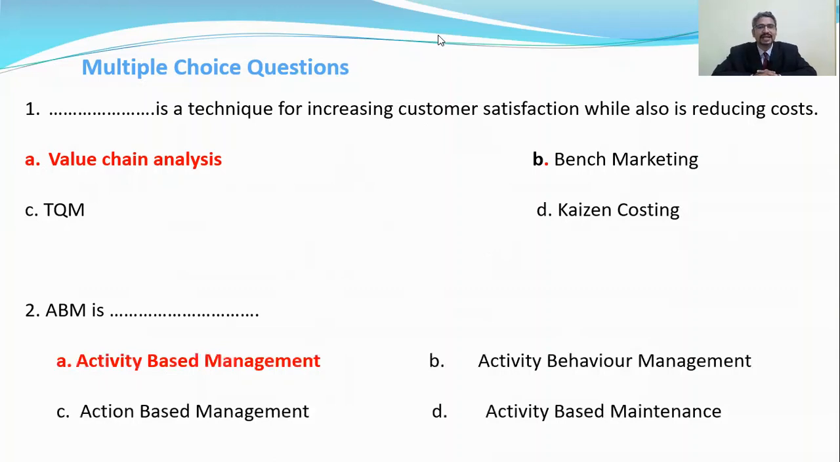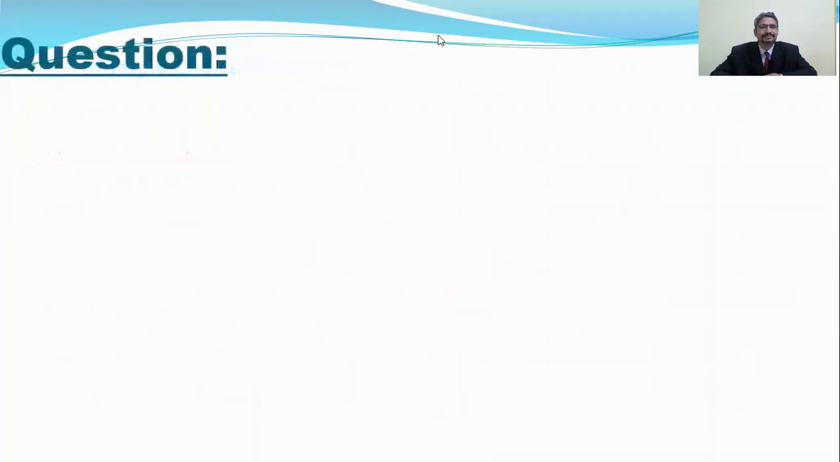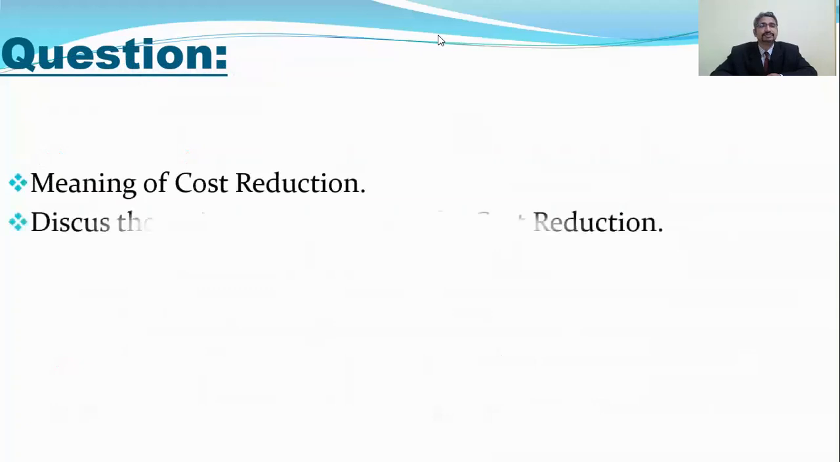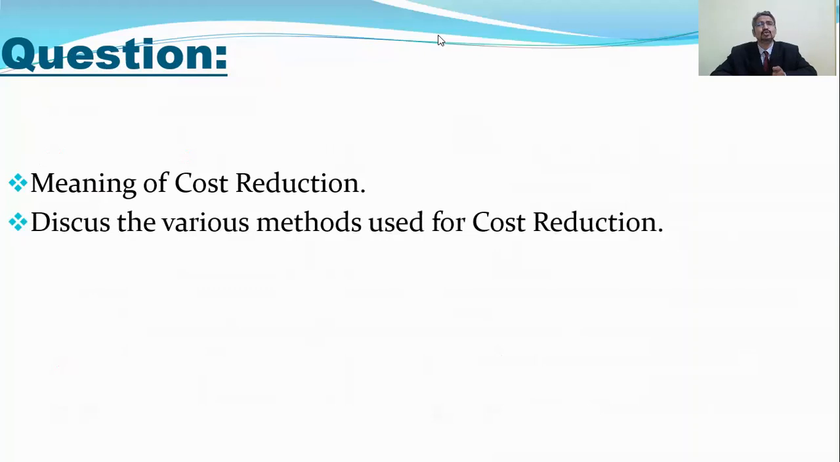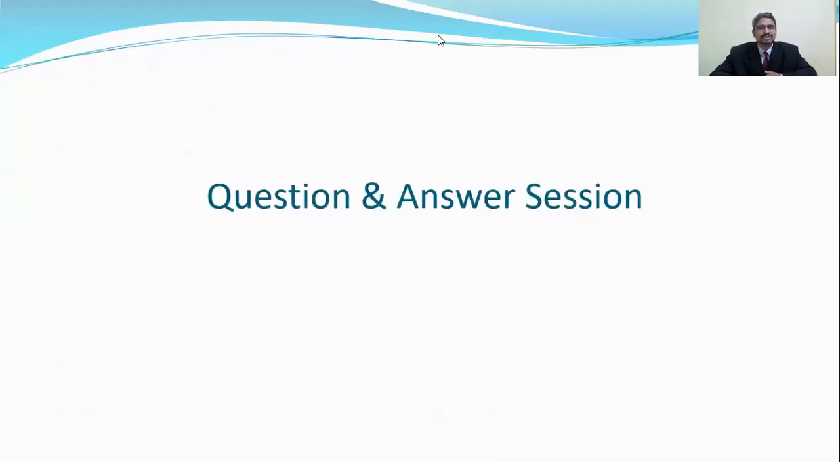ABM stands for activity based management. A stands for activity, B for based, M for management. This sort of question will be there in our book. So please refer to that and try to answer the questions from it. This is how the question can be asked: meaning of cost reduction, or discuss the various methods used for cost reduction. These sorts of questions may be asked in examinations. Already we have studied the methods of cost reduction. And this is what the question answer session is.